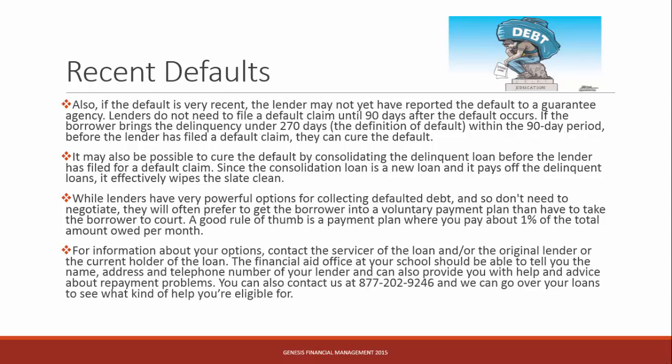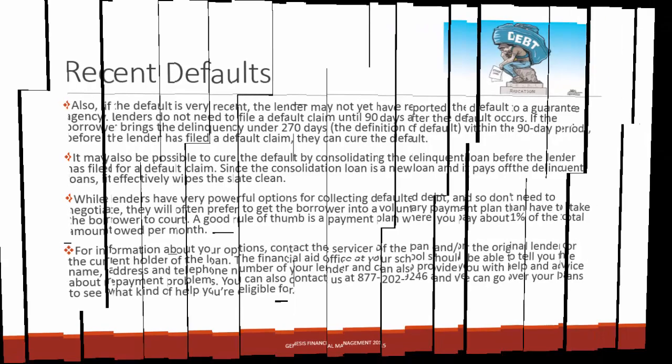For more information about your options, contact the servicer of the loan and/or the original lender or the current holder of the loan. The financial aid office at your school should be able to tell you the name, address, and telephone number of the lenders and can also provide you with help and advice about the repayment problems. You can also contact us at 877-202-9246 and we can go over your loans to see what kind of help you're eligible for.